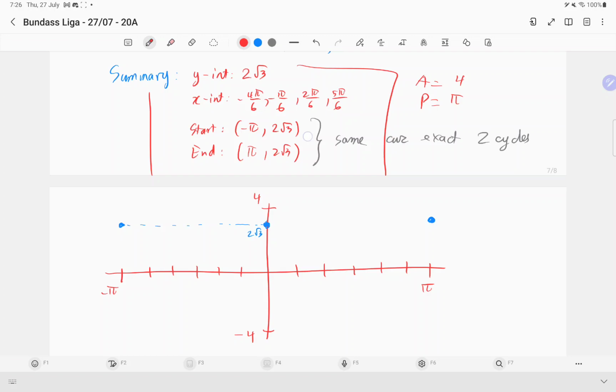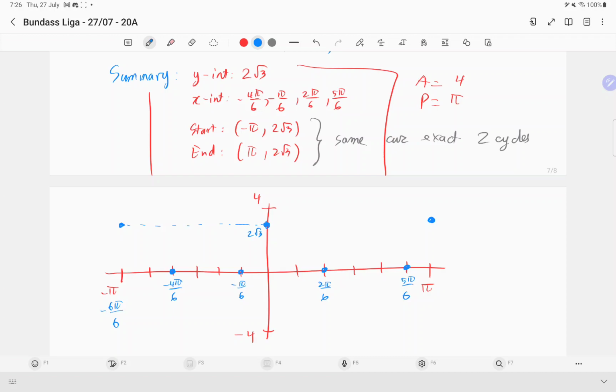Okay, so negative 4 pi over 6 is like here, if this is negative pi, which is negative 6 pi over 6. So then that will be negative 4 pi over 6 here, right? And then negative pi over 6 is here, right? Okay, and then after that would be 2 pi over 6, and then 5 pi over 6. So these are the x-intercepts.